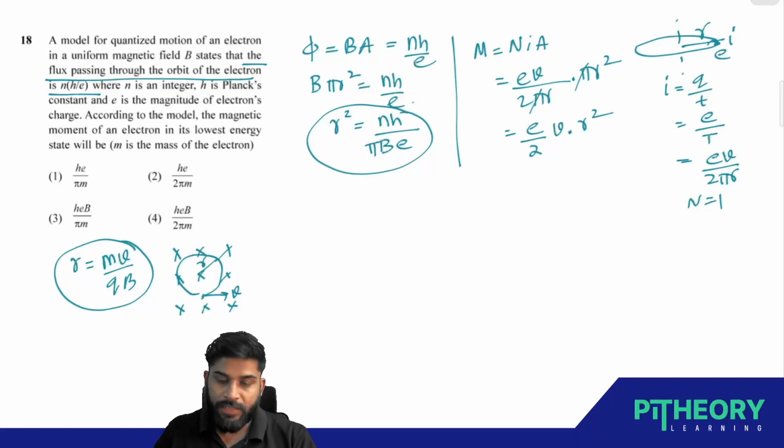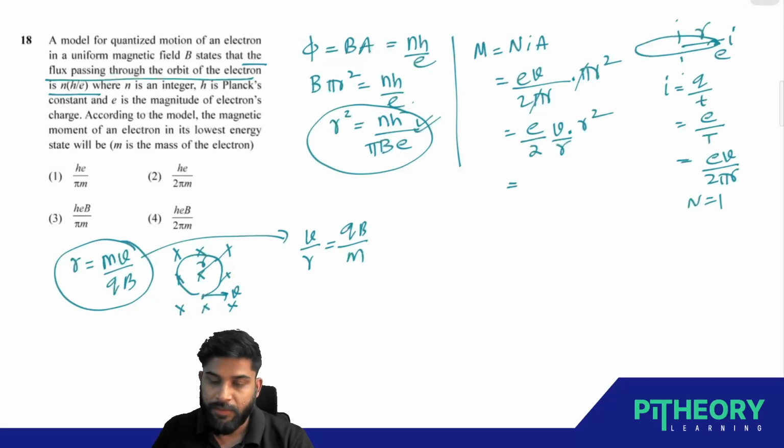So e by 2 is there, and v and r². Already we have the relation for r². And here we have this v by r also. We find v by r from the relation R equals mv by qB. What will be v by r? v by r is qB by m. If we put that in, we get e by 2 into v by r, which is qB by m.